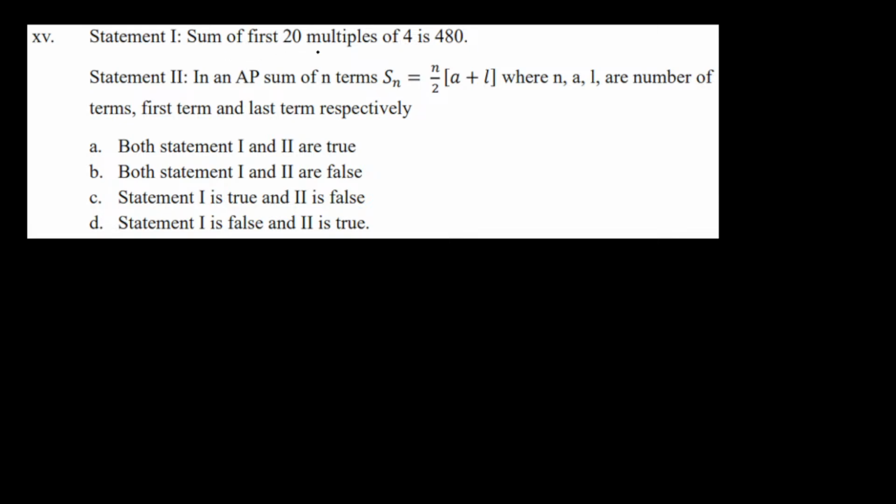Sum of 20 multiples of 4 is 480. Is it correct? They are telling that this is equal to 480. This is an AP question: sum of first 20 multiples of 4. What are the first 20 multiples of 4?